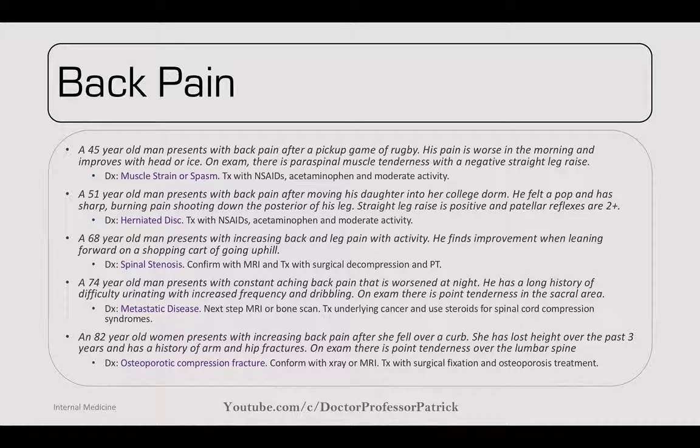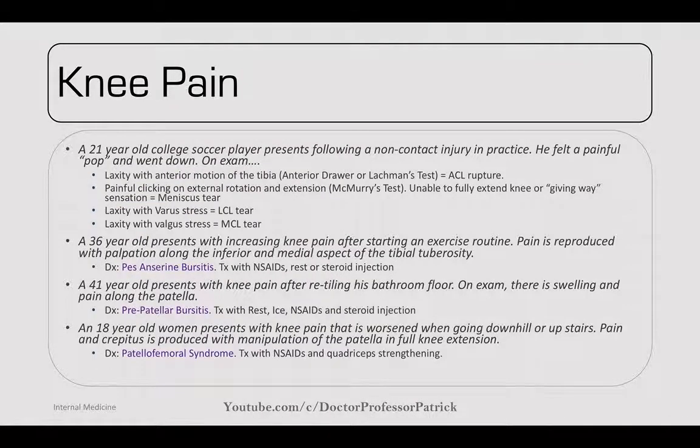Last, we've got an 82-year-old woman who presents with increasing back pain after she fell over a curb. She has lost height over the past 3 years and has a history of arm and hip fractures. On exam, there is point tenderness of the lumbar spine, and this is an osteoporotic compression fracture. You can confirm it with X-ray or MRI, and you want to treat these with surgical fixation and osteoporosis treatment.